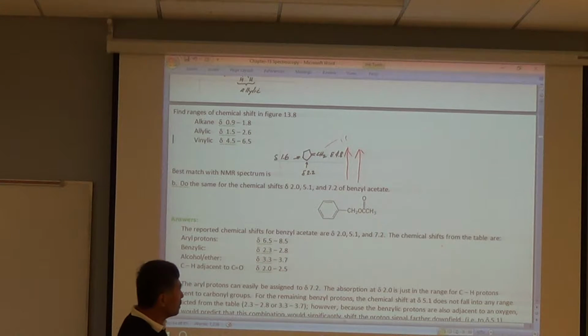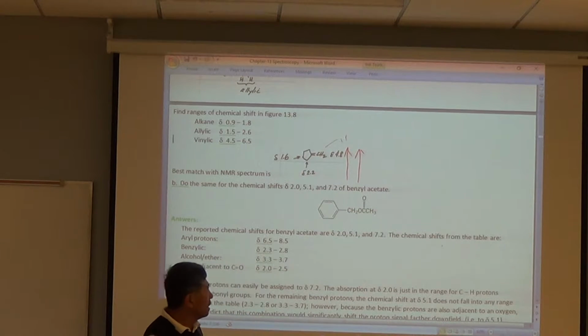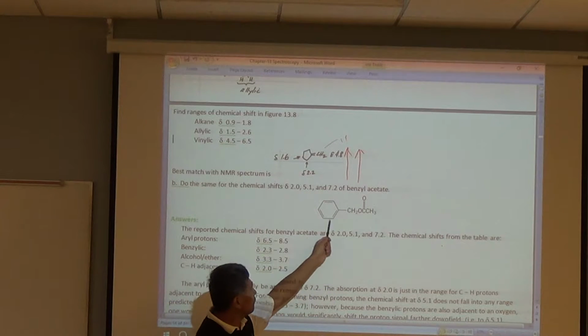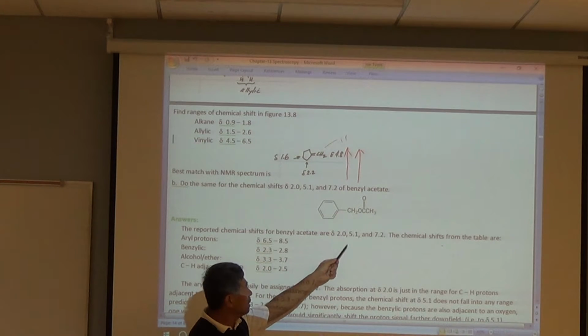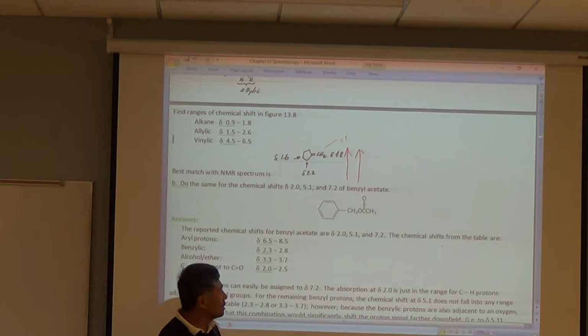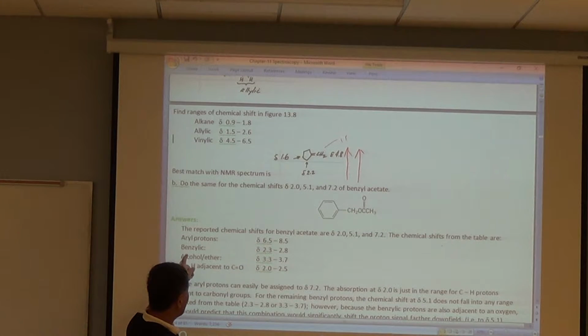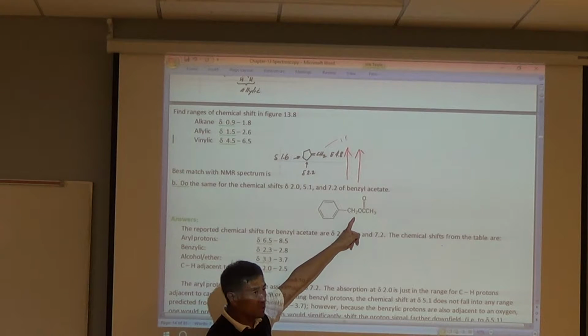And then you have two groups of H. There's one here, there's one here. So 7.2 works for those H, and 5.1 works for this H. I think you will see those H are the so-called benzylic H. Benzylic H referring to these two H here.